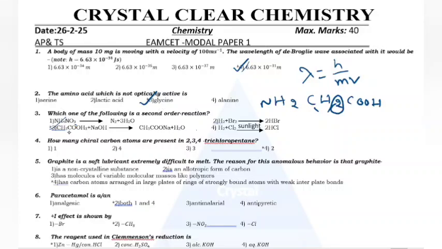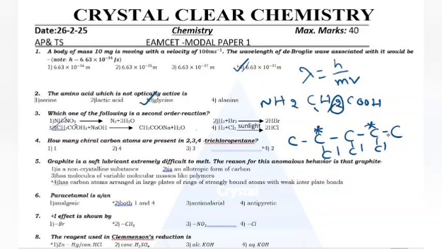How many chiral carbon atoms are present in 2,3,4-trichloropentane? Pentane means 5 carbon atoms, and 2,3,4 trichloro. So in all the cases, the 2, 3 and 4 carbons are attached with chlorine atoms. The second carbon is a chiral center, no doubt, because it is attached to one hydrogen, the CH3, Cl and this whole group, right? Just like the second one, the fourth one is also a chiral center because it is attached to a methyl group, hydrogen, Cl and this whole group.